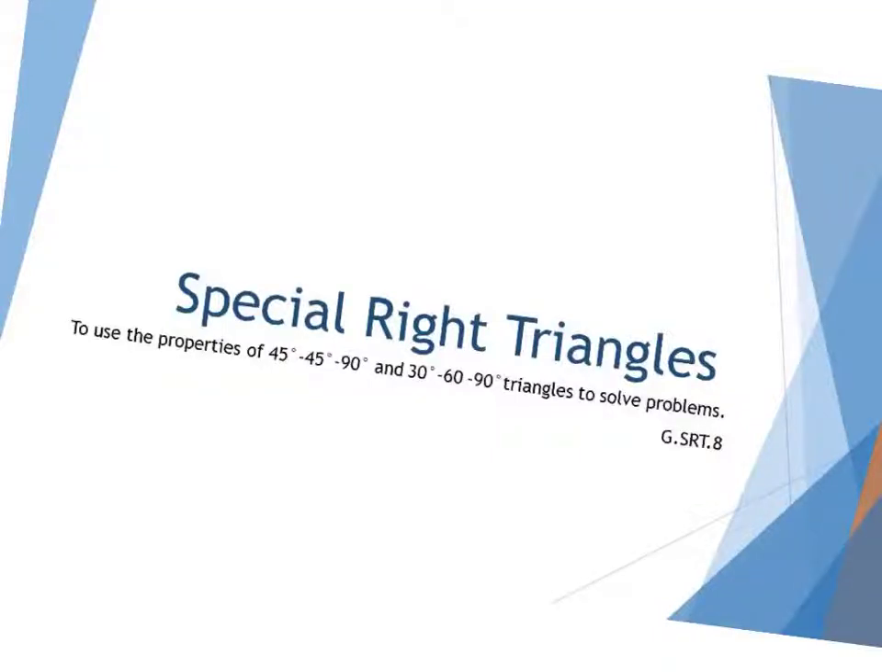This lesson is on special right triangles. The goal is to use the properties of 45-45-90 and 30-60-90 triangles to solve problems. The standard is Geometry, Similarity, Right Triangles, and Trigonometry, number 8.